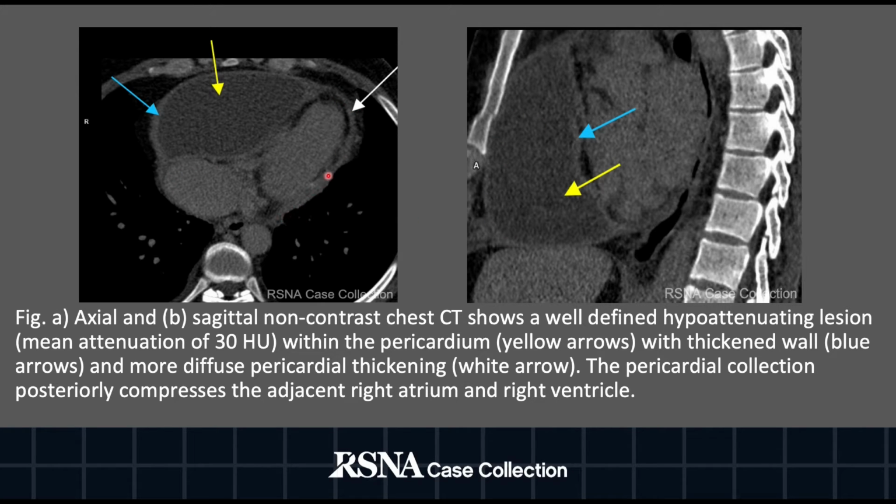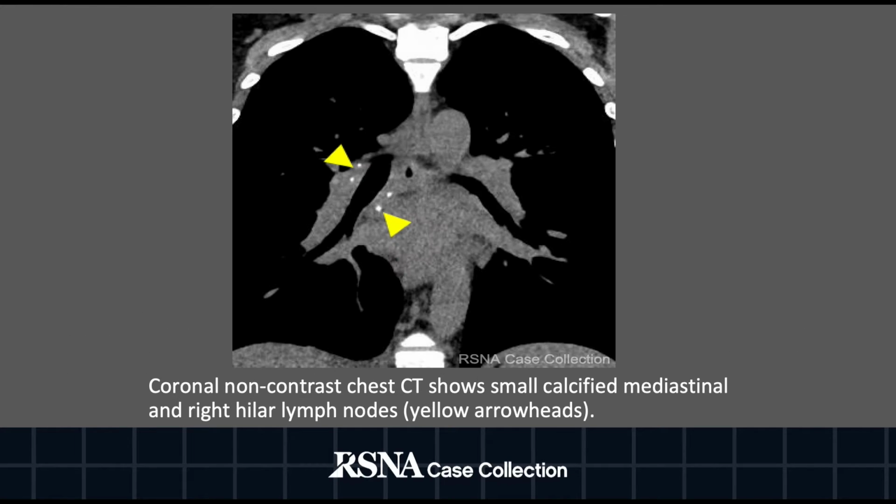It is also showing an irregular thickening. The pericardial collection posteriorly also compresses the right atrium and the right ventricle. The coronal non-contrast chest CT shows some small calcified mediastinal and also right hilar lymph nodes. You can see very well the calcification within these lymph nodes.